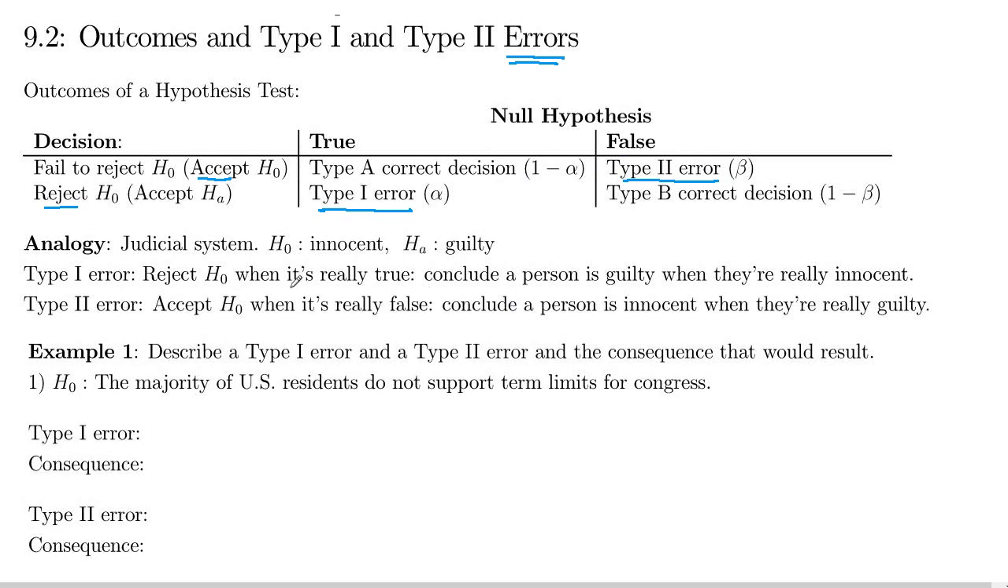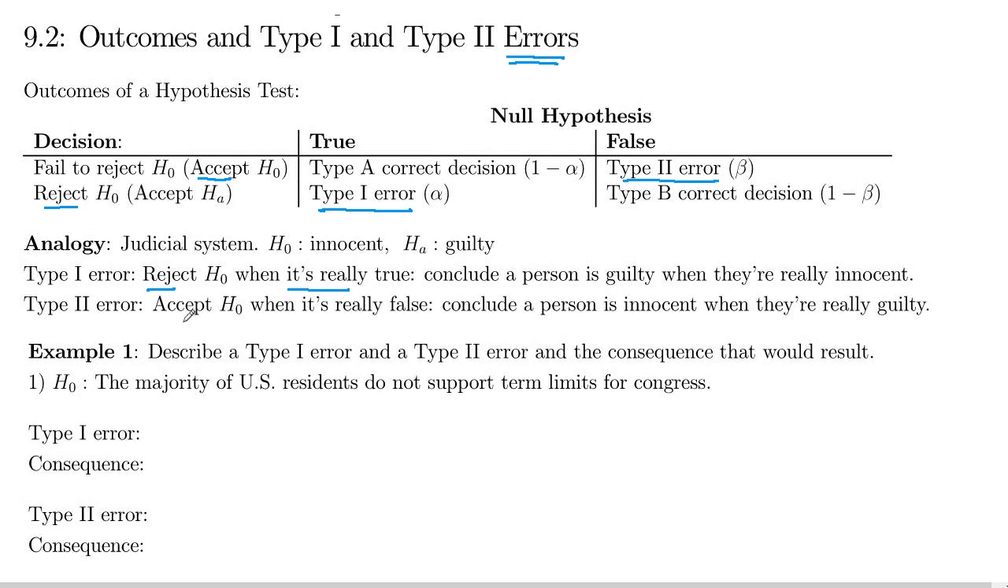So here's an analogy that works well to illustrate these errors. It's the judicial system. In our judicial system, you are innocent until proven guilty, so the null hypothesis is that you're innocent. And then the alternative is that you're guilty if you're accused of a crime. So a type 1 error, when you reject H0 when it's really true, means that you're going to conclude that the person is guilty when they're really innocent. And we don't want to do that. That's a serious error because the consequence is you're going to put an innocent person in jail.